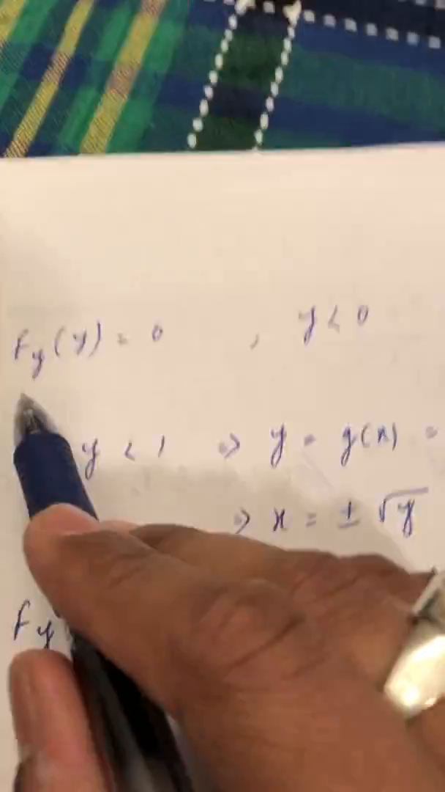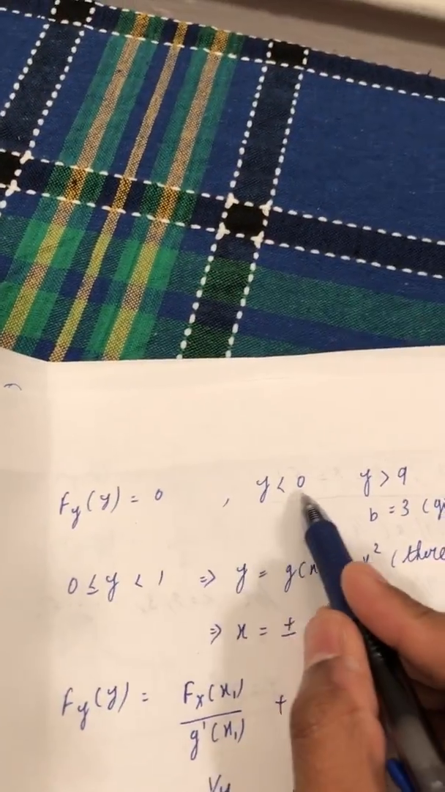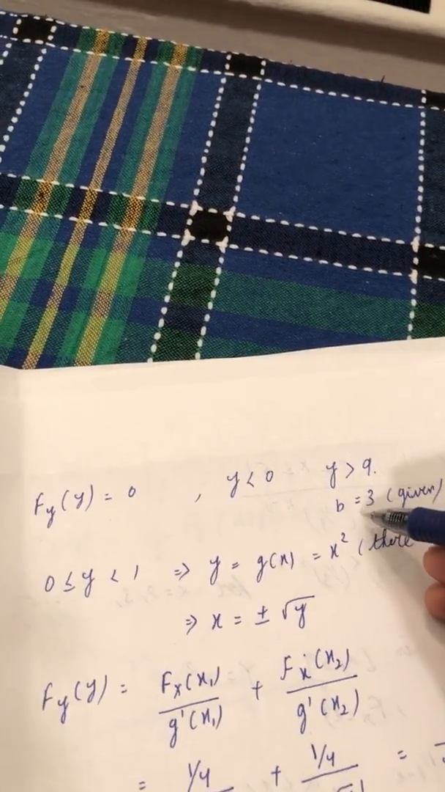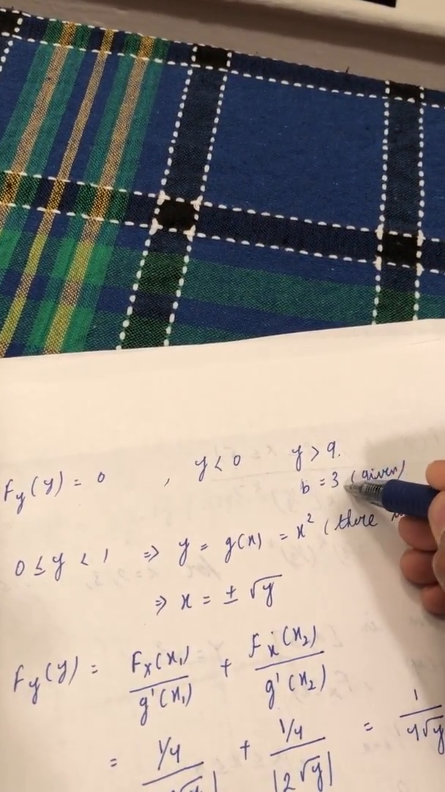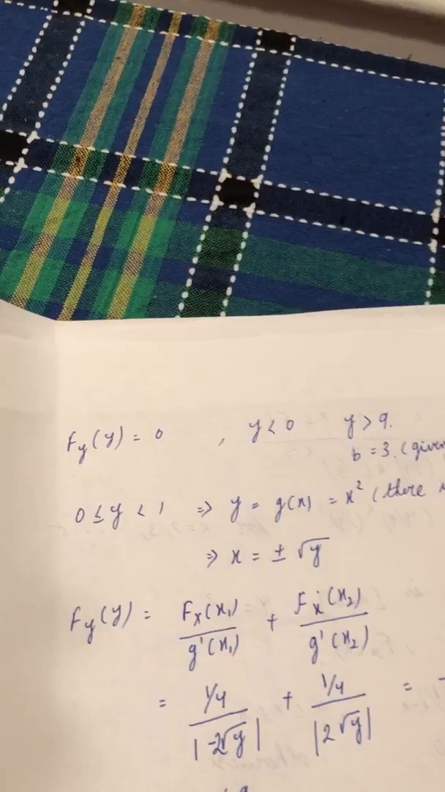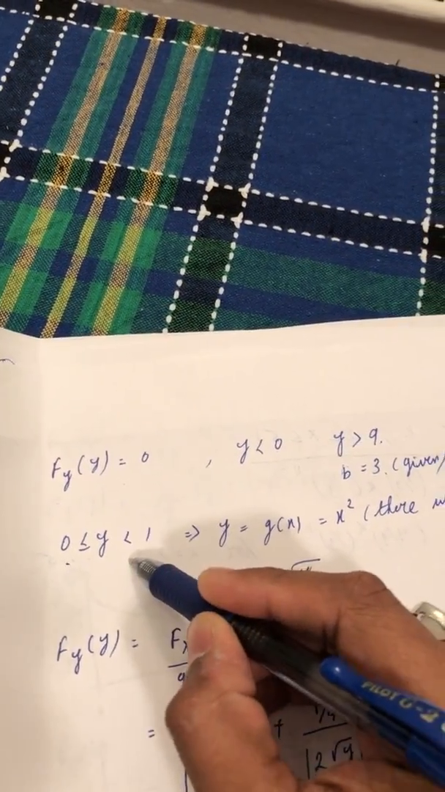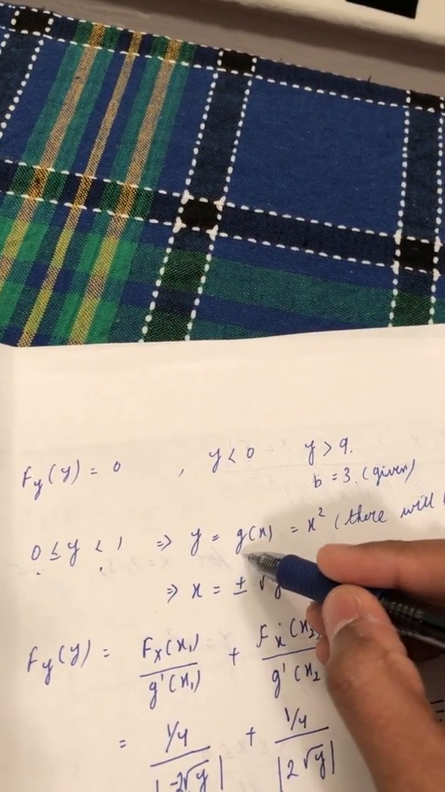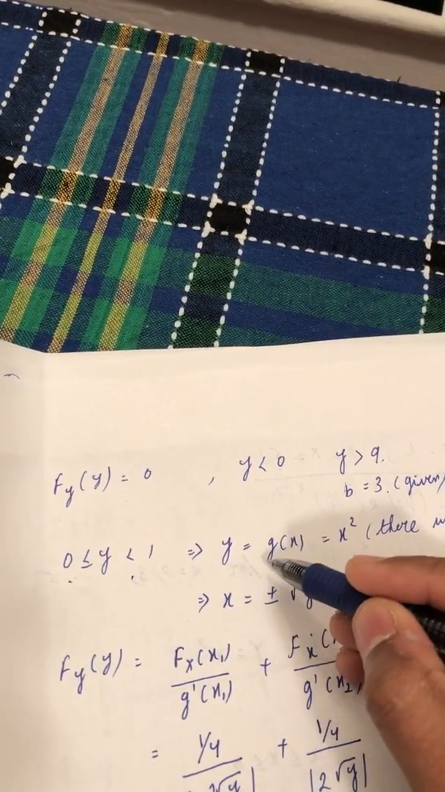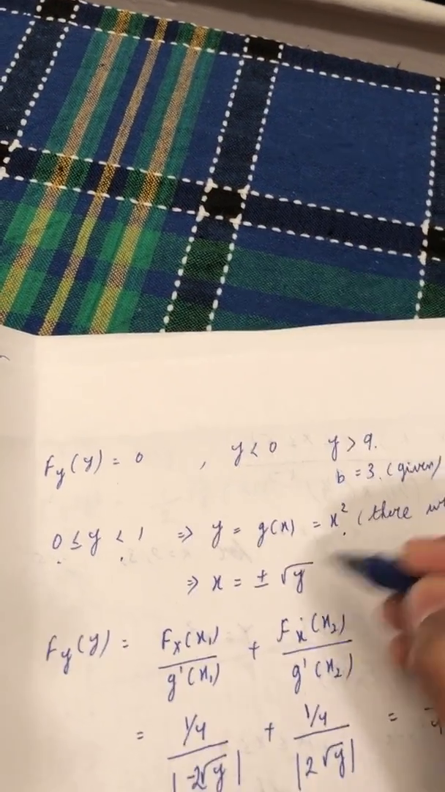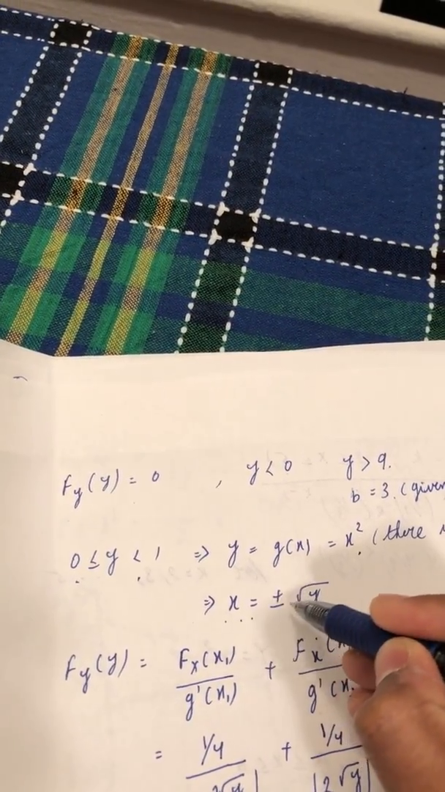So fY(y) equals 0 when y is less than or equal to 0 and y is greater than or equal to 9, and we also know that b equals 3, which is already given in the question. So when y is in between 0 and 1, there are 2 roots of y. So y will be equal to g(x), which is equal to x squared. So the value of x will be plus or minus root y.